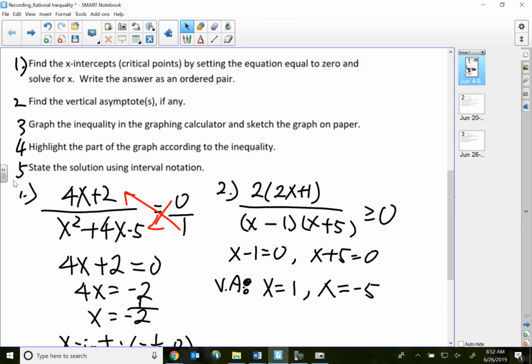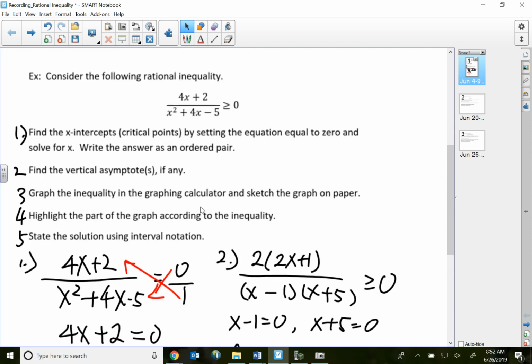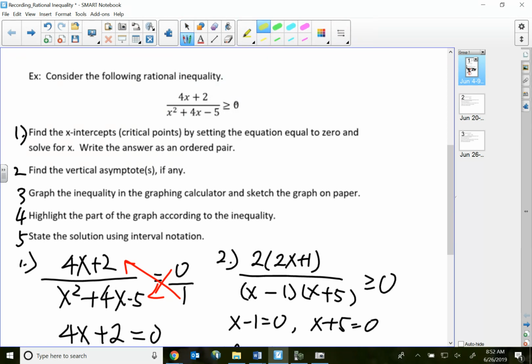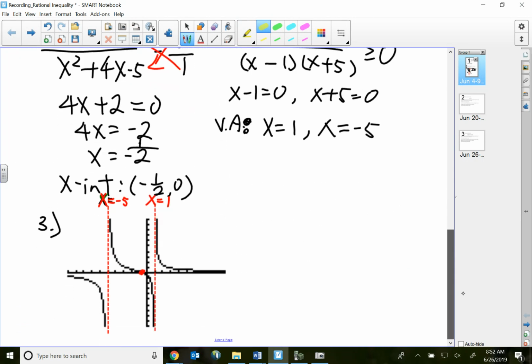All right. Number 3, number 4, highlight the parts of the graph according to the inequality. So once my function is by itself, then I can see my function. What I need to look at is greater than or equal to 0. So greater than or equal to 0 means we will look at what is on the x-axis and above it.